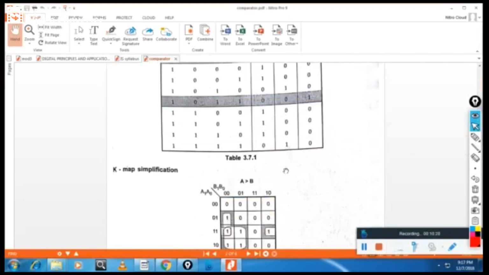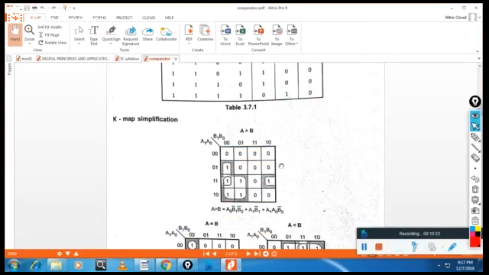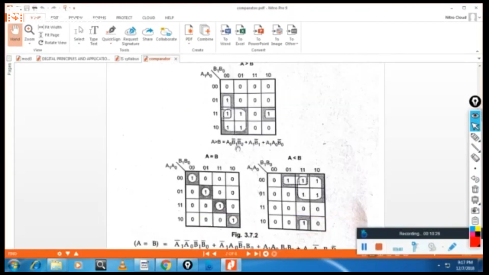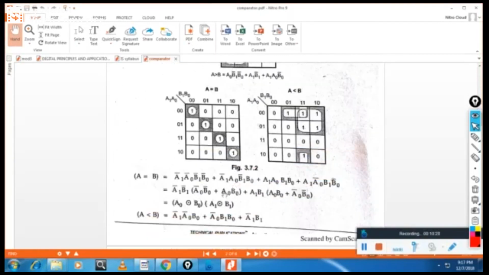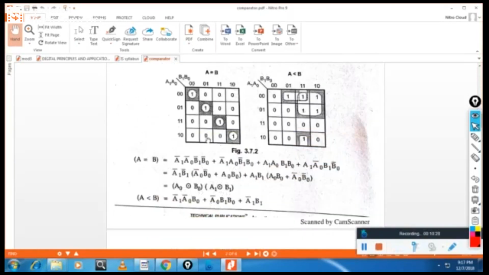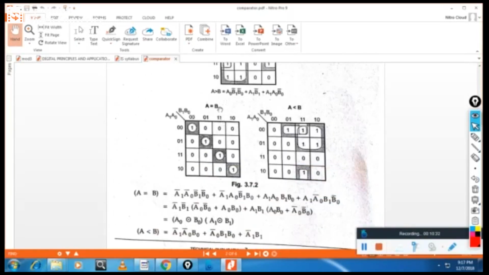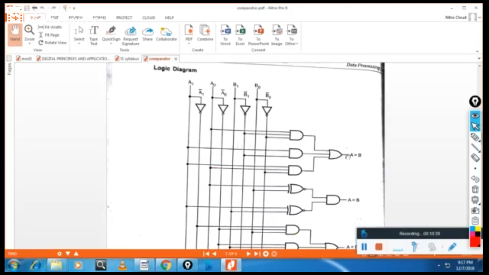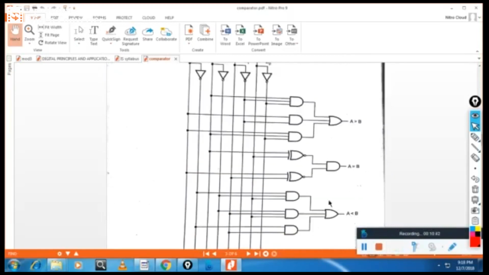Once you write the possible combinations, you have to solve it by using K-map. When you solve this by using K-map, you will get these equations for A greater than B, A equal to B, and A less than B. This needs practice. So implement this by using basic gates: one is A greater than B, A equal to B, and A less than B. This is the 2-bit comparator.